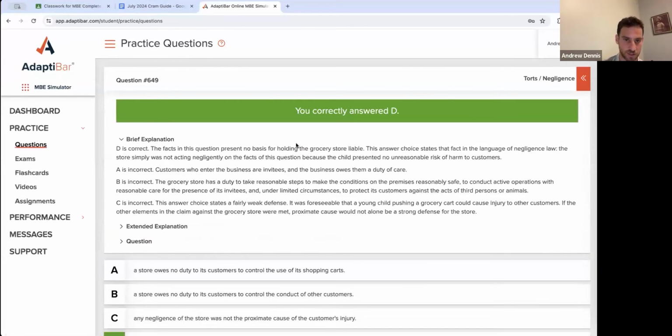I would agree. The facts in this question present no basis for holding the grocery store liable, right? The answer states the fact in the language of negligence law. The store simply was not acting negligently because the child presented no risk.